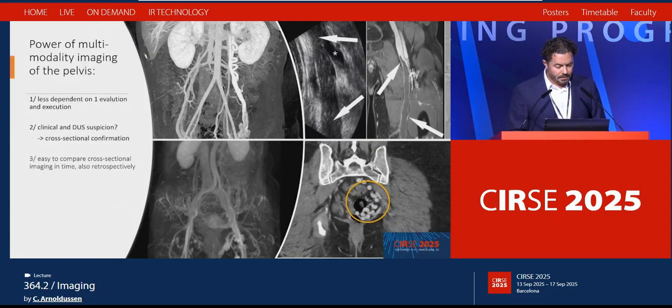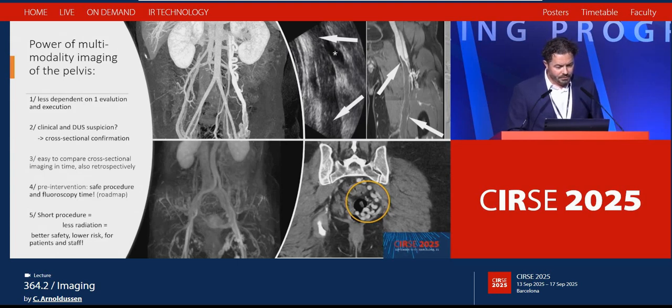So, to sum things up, let's not depend on one exam and look at these patients from a multidisciplinary perspective. Use your duplex ultrasound and your cross-sectional imaging to make the right decision. It's easy to compare cross-sectional imaging in time. If, with your duplex ultrasound, you haven't looked at a certain aspect of the disease in the beginning, you will have to go back and try to reproduce it. On cross-sectional imaging, you have this at your disposal at all times.